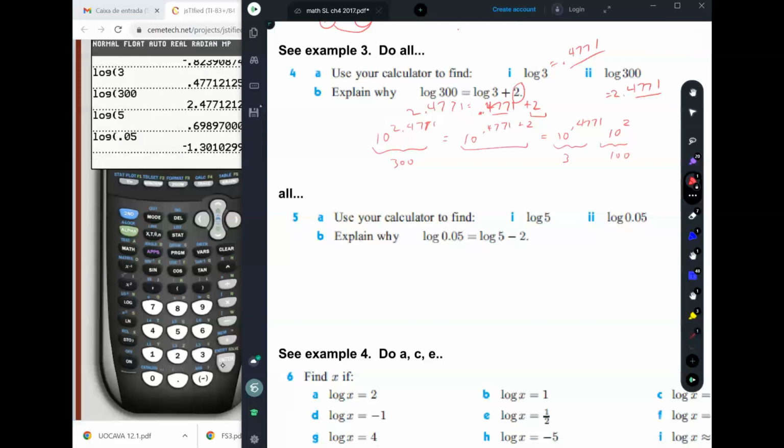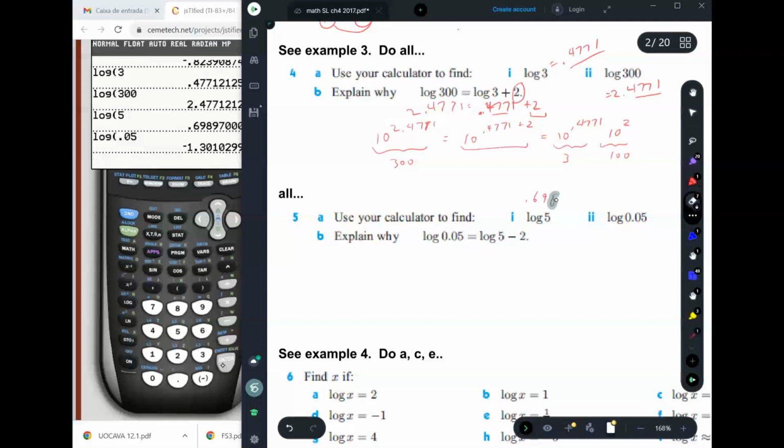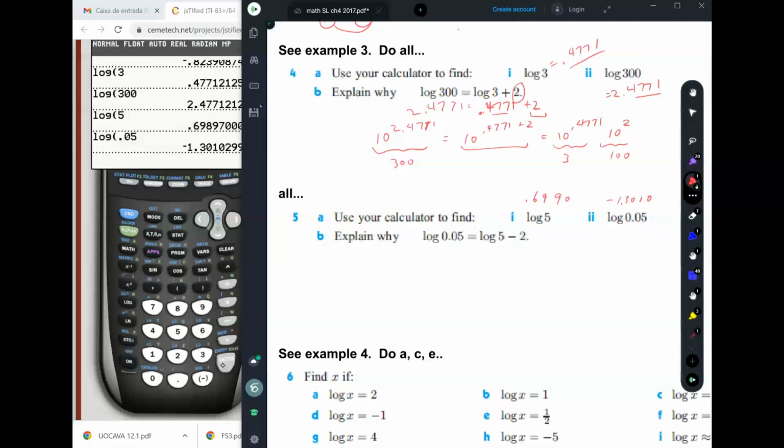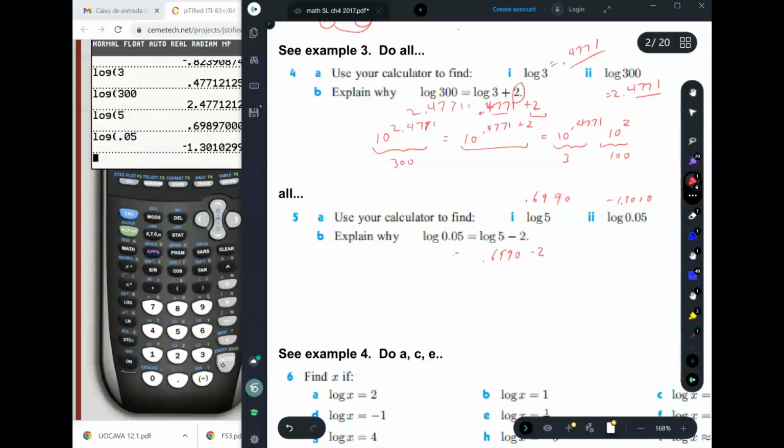Okay? We can do the same thing with subtraction. So log of 5 is equal to 0.6990. And 0.05 is negative 1.3010. So when they say log of 0.05 is equal to log of 5 minus 2, we can substitute those numbers in. 0.6990 minus 2, and log of 0.05 is negative 1.3010. If we do that subtraction, we can see that's true.